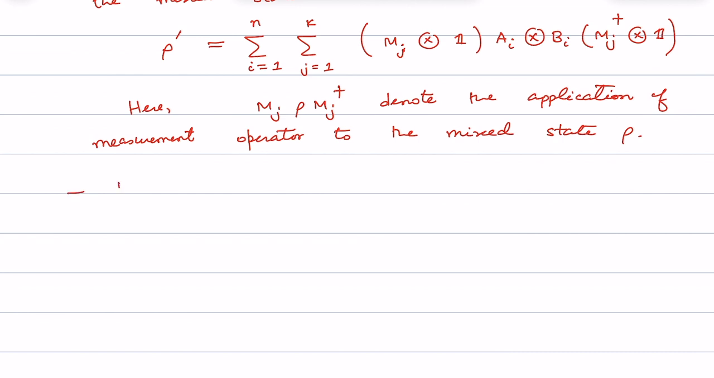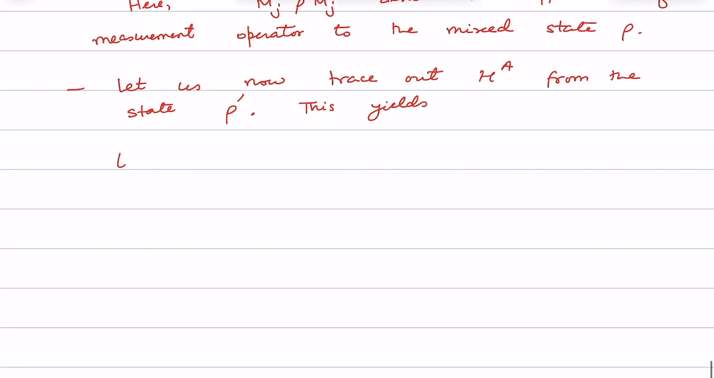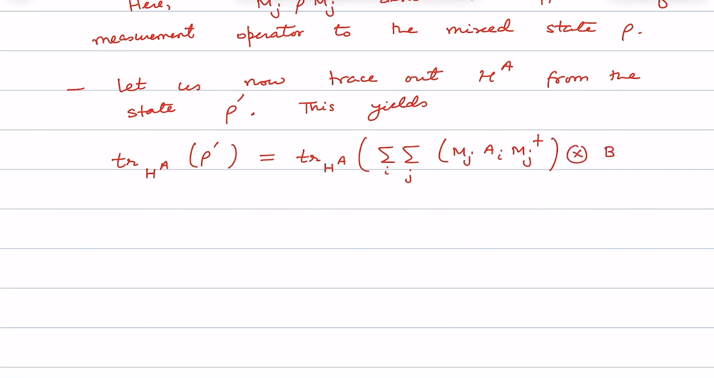Now let us trace out H_A from the state rho dash, and this is going to yield the following. I am just doing the tracing out operation. It's just like working out the reduced density matrix. We have done so many problems related to that. So when we are tracing out A, that means the trace operation is going to be done over Alice's place only. So here let me write the state rho dash, it is M_j A_i M_j dagger tensor product with B_i. So the operation is done over Alice's place only. So the trace operation will be done accordingly.